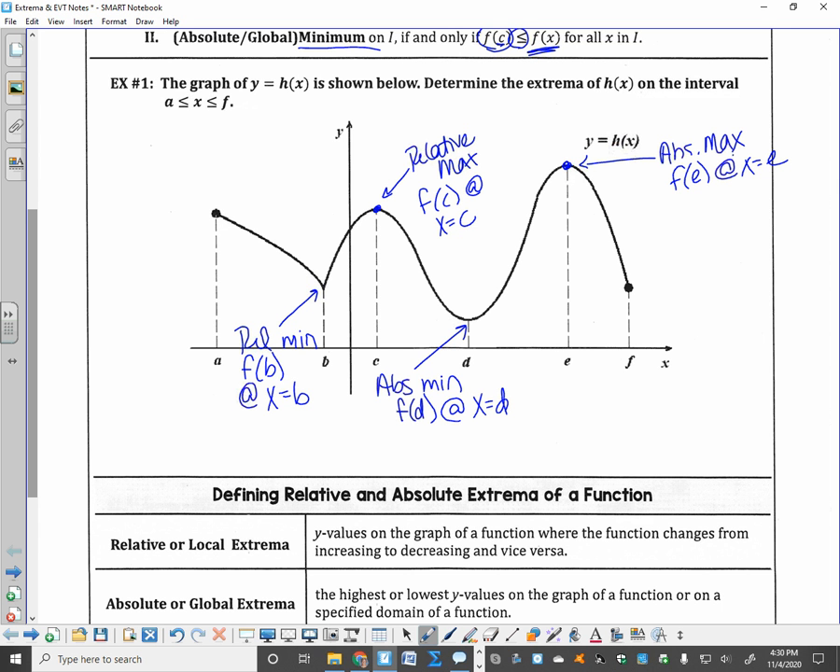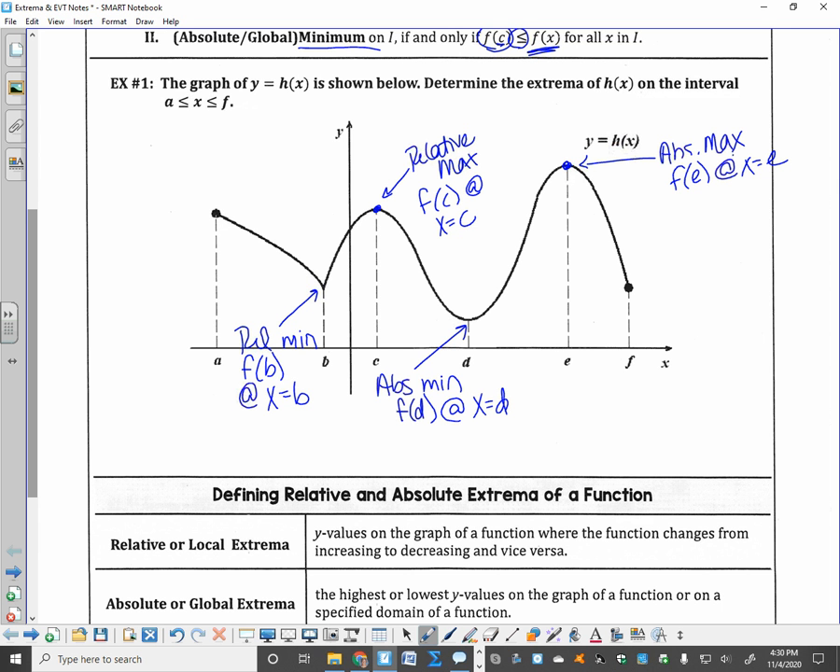Okay, now here's something that's really important. Relative maxes and mins cannot happen at endpoints. Relative maxes and mins cannot happen at endpoints. And when we flip the page, we're going to talk a little bit more about that. And we'll write that down in just a second, so just hang tight.